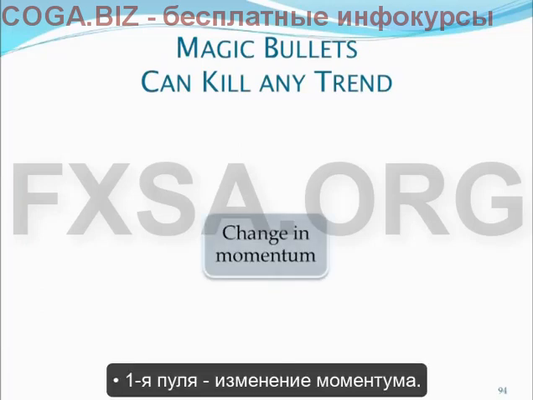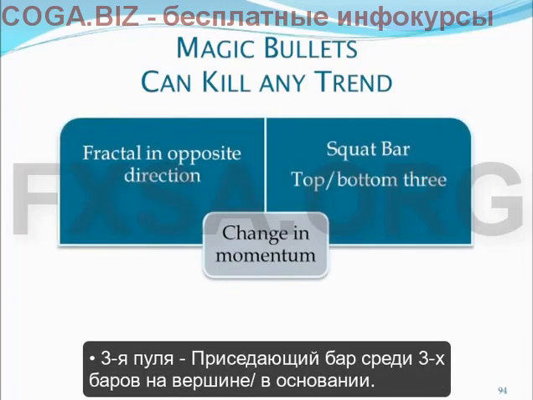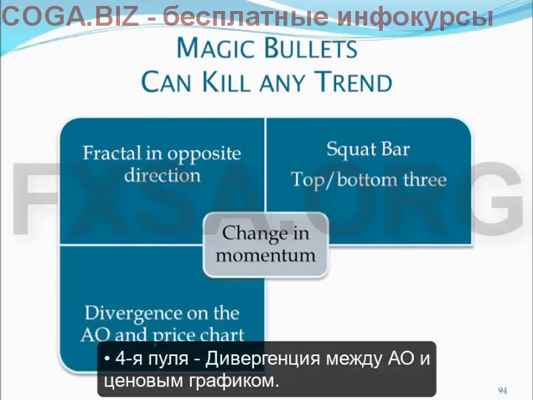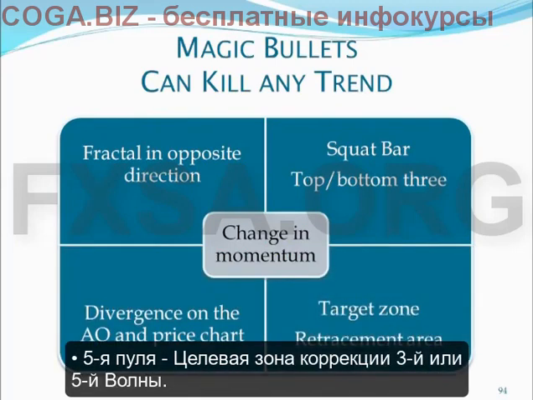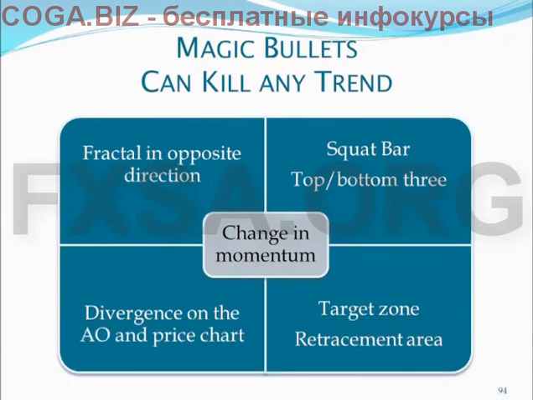So the first one's the change in momentum, a fractal in the opposite direction, a squat bar, one of the top or bottom 3 bars, divergence on the AO and the price chart, and the target zone or retracement area for your 5th or 3rd wave. So when these components are all present in the market, many times we'll see a market change very quickly.